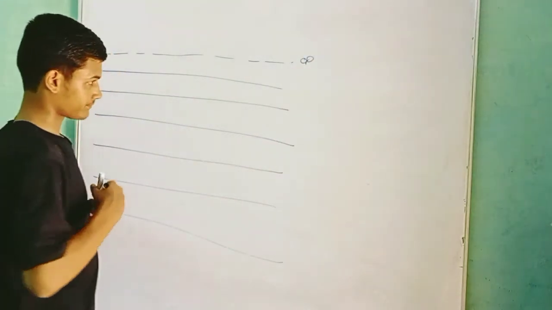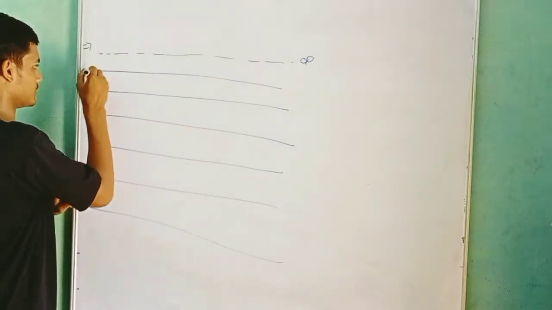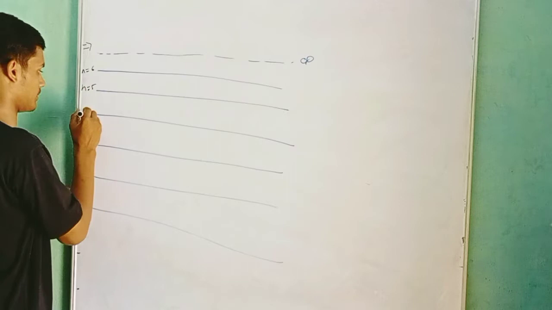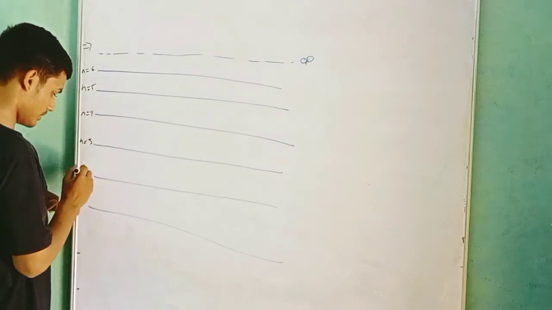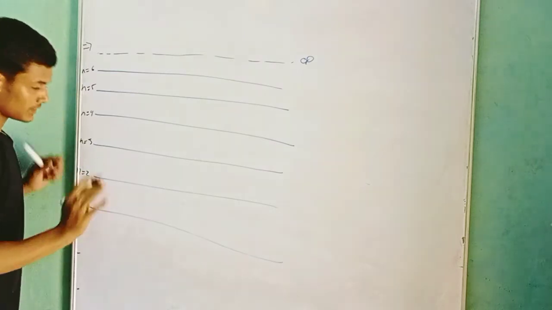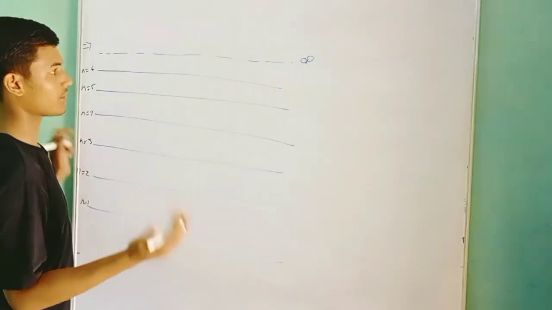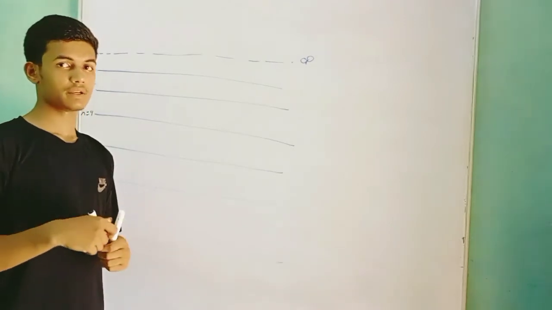That is n6, n5, n4, n3, n2 and n1. We have already studied Lyman, Balmer, Paschen, Brackett and Pfund.